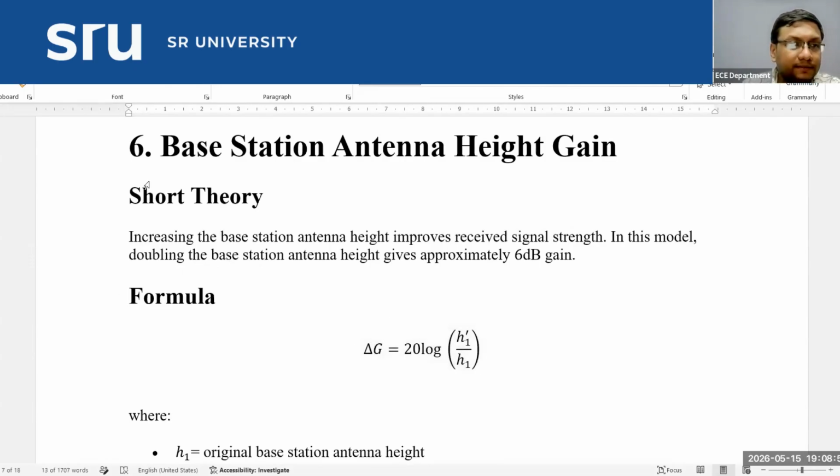Formula is this one: delta G, meaning the gain difference, is equal to 20 log H1 dash divided by H1. So H1 means the height of the base station antenna. H1 is the old height, H1 prime or H1 dash is the new height. So the gain difference is equal to 20 log H1 dash divided by H1.